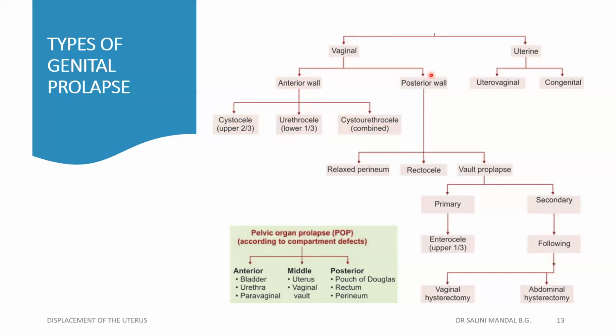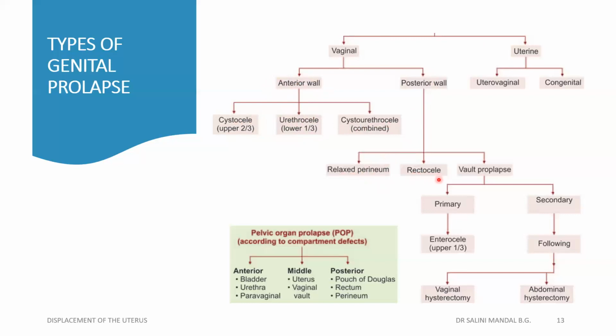Next, let's talk about the posterior wall laxity. Here, the first one is a relaxed perineum. A torn perineal body produces a gaping introitus with a bulge of the lower part of the posterior vaginal wall. The sole reason is the torn perineal body. So, relaxed perineum is due to the torn perineal body.